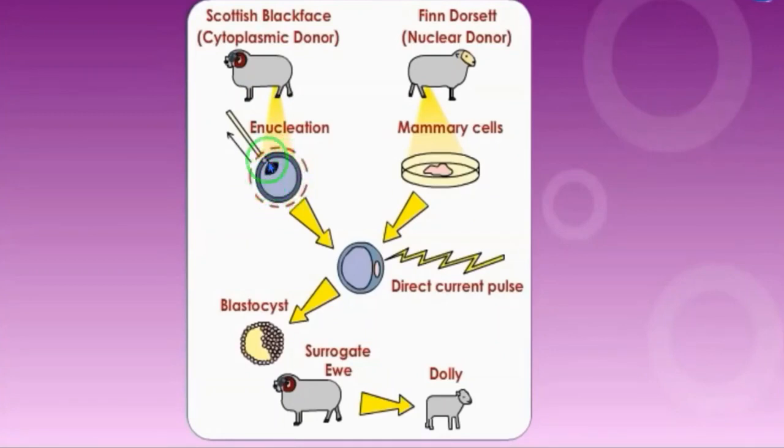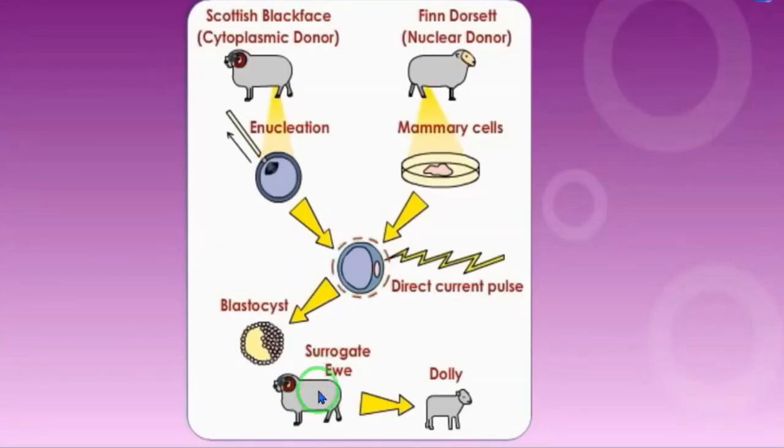Inside the egg, the nucleus is present. So now they have removed the nucleus. So this egg is known as an enucleated egg. Why? There is no nucleus. Now the scientists inserted the cell, already collected from the Finn Dorset sheep, into the egg. Then this egg was implanted into the surrogate ewe, that is the Scottish Blackface ewe.